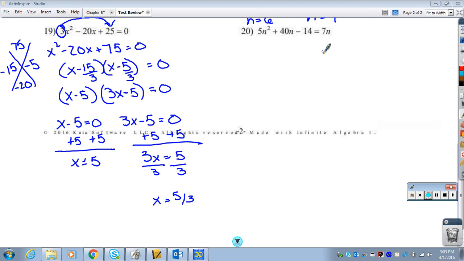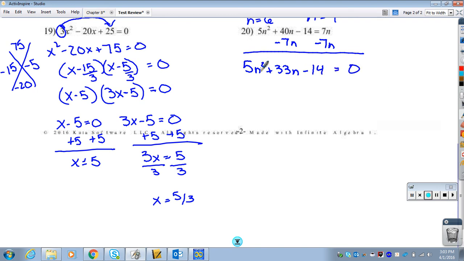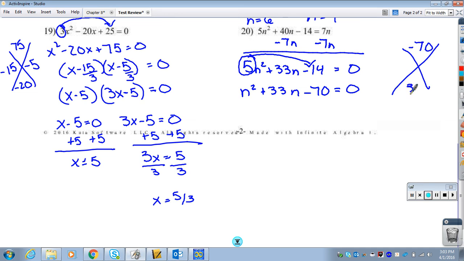And then we have one last problem. Again, it has to be equal to 0 before we start factoring, so I need to subtract 7n from both sides. So I have 5n squared plus 33n minus 14 equals 0. A is not equal to 1, so I got to slide. So I have n squared plus 33n minus 70. Alright, so let's draw our x. Numbers that multiply to negative 70 and add up to 33. One plus, one minus, and the ones that are going to work are 35 and 2. So n plus 35 times n minus 2 equals 0.